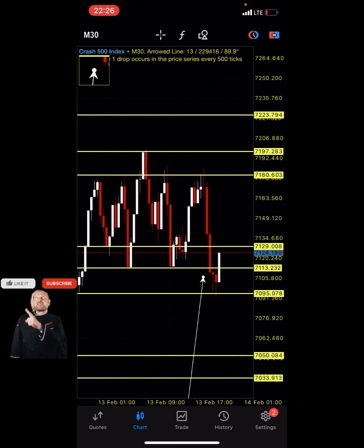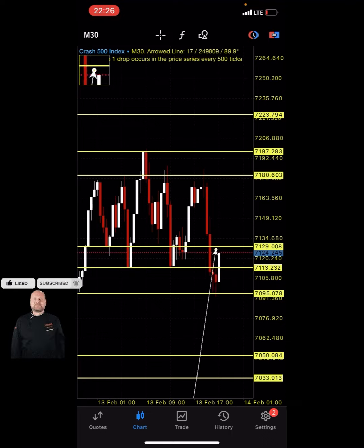So all you want to do to take entries is to look forward to when price will be getting close to any of those lines as resistance. Note that this is Crash 500, so the spike goes to the downside, so you should be looking for entries at resistance zones. If it were a bull market, if it were Boom 500 or Boom 1000, you would want to look for spikes on support areas.